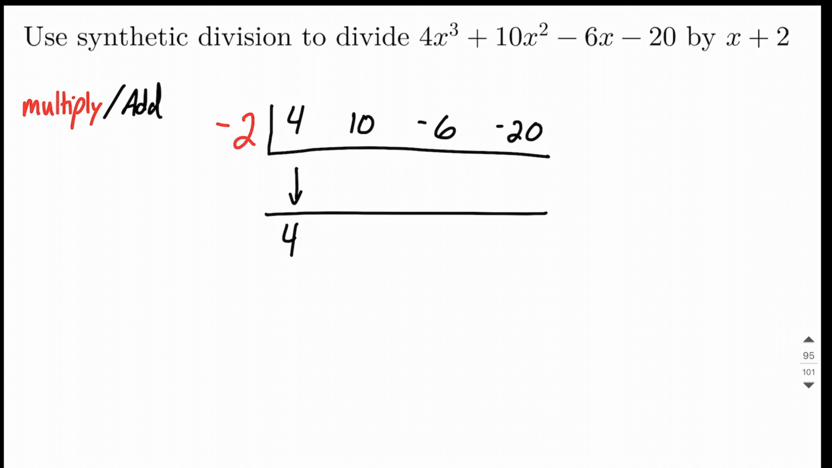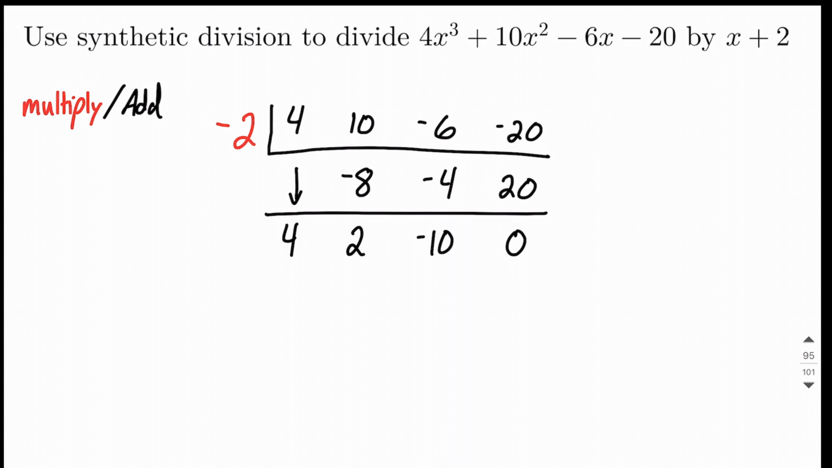So negative 2 multiplied by that value at the bottom, the positive 4, makes negative 8. It's going to go in this next spot. Now we add vertically. So positive 10 plus negative 8 makes positive 2. We're back to our multiply step. So the negative 2 out in front, multiplied by the 2 at the bottom, makes negative 4. Add vertically, negative 6 plus negative 4 makes negative 10. Multiply, negative 2 times negative 10 makes positive 20. Add negative 20 plus positive 20 makes 0.